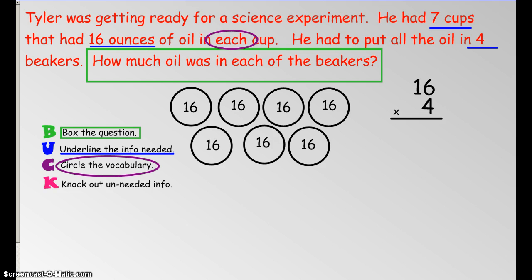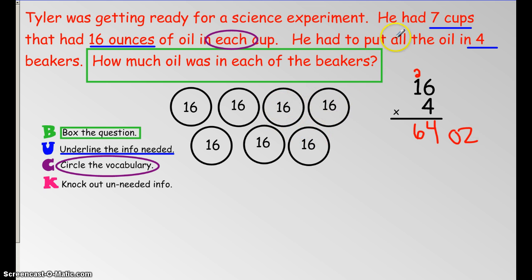So I'm going to multiply 16 times 4. So 4 times 6 is 24. 4 times 1 is 4, plus 2 is 6. So I found out that I have 64 ounces of oil in my cups.